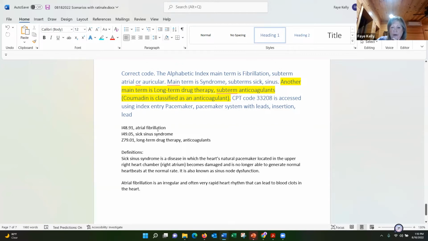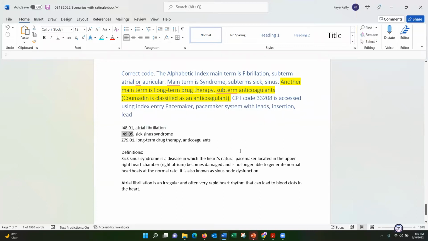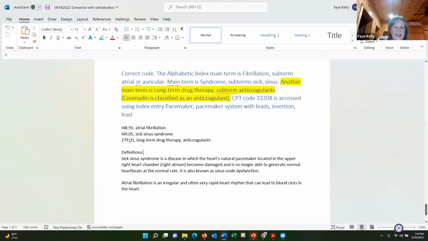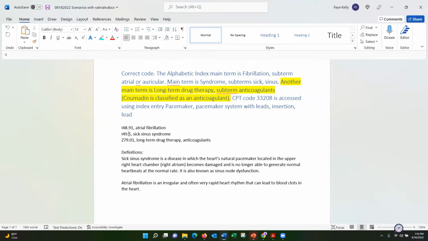I48.91 is the atrial fibrillation and I49.5 Sick Sinus Syndrome. Both of these are definitive diagnoses found in our codes. Is it I49.05 or I49.5? Thank you. See, that was a typo. Okay. Thank you.